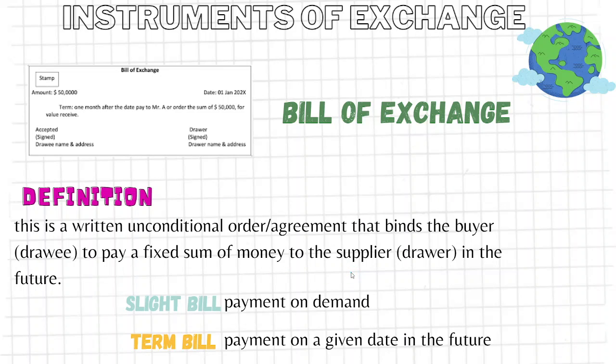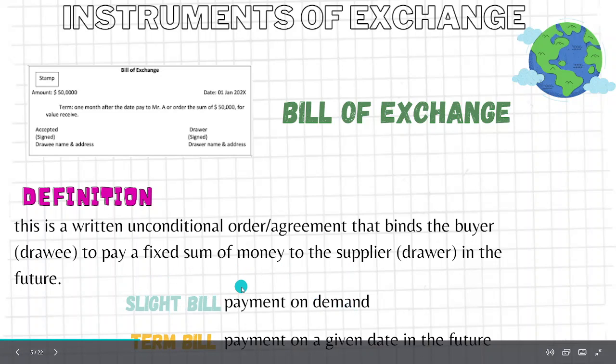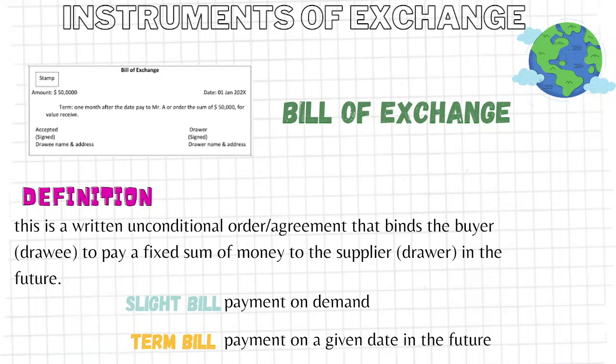And the payment usually occurs in the future. So sometimes you have a sight bill, and that is where you pay when you receive the items, or you pay before you actually receive the items. And then there's a term bill, and this is when you pay on a date given in the future.